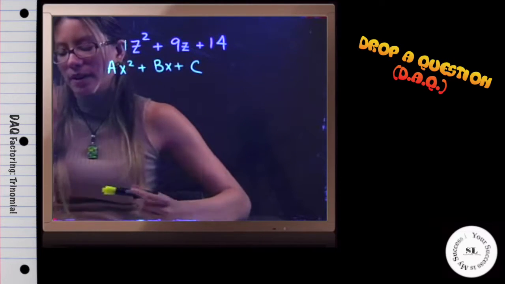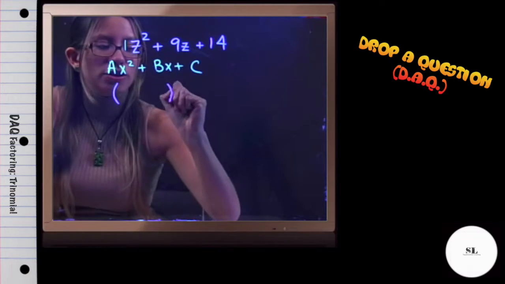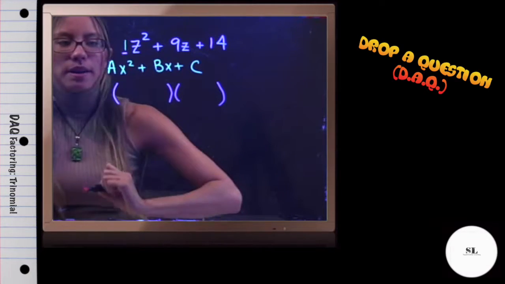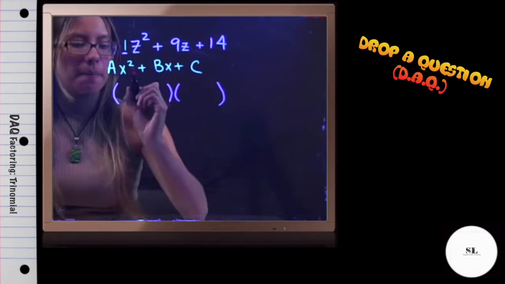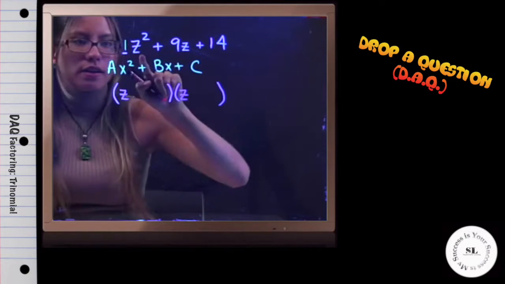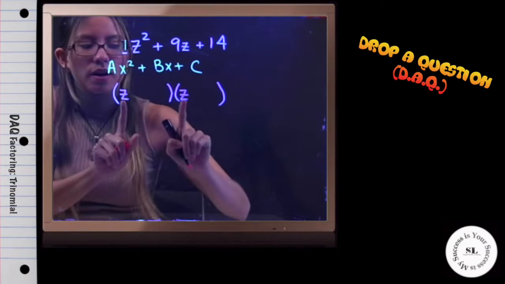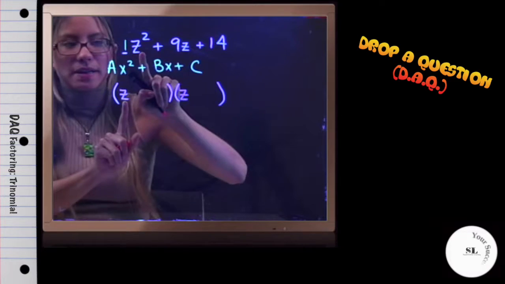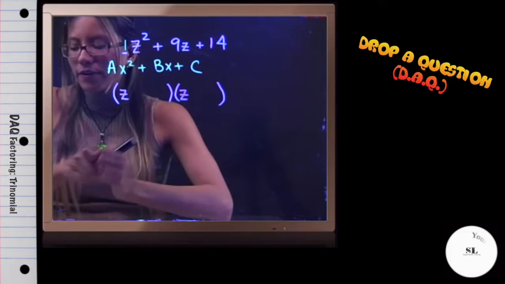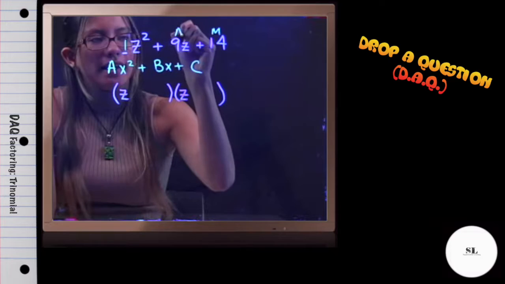When it's in this form, we can easily factor it into two groups. And it's really easy when we have our a as 1. When our a is 1, we can go ahead and take our variable, because it's z squared, you're going to put z in the first position of each group, and they're going to be our leading terms because it's our leading term in the trinomial. And now we're going to find what two factors multiply to 14 and add to 9.